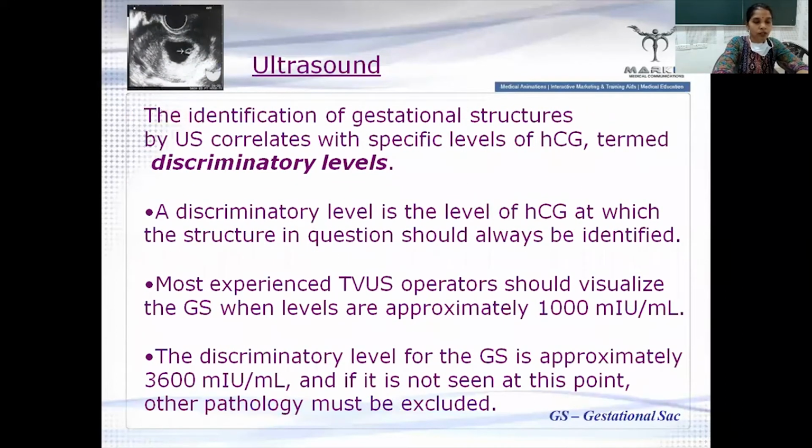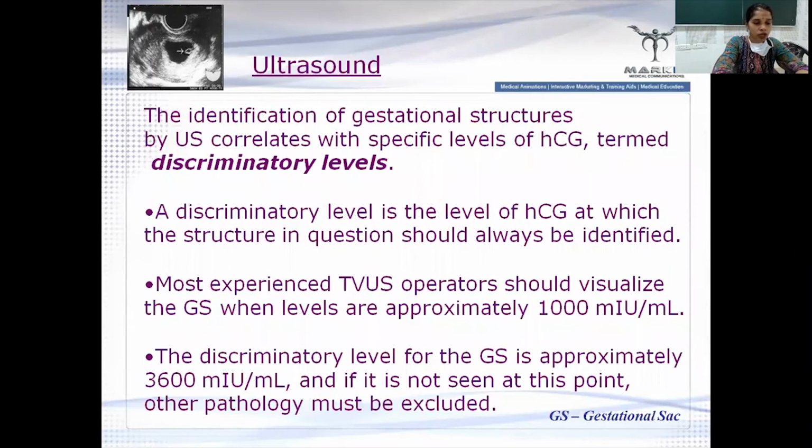Ultrasound. Nowadays, this is the most common investigation after the pregnancy test. After the urine pregnancy test, this is the most common investigation done routinely. The identification of gestational structures by ultrasound correlates with specific levels of HCG, termed discriminatory levels. A discriminatory level is the level of HCG at which the structure in question should always be identified.